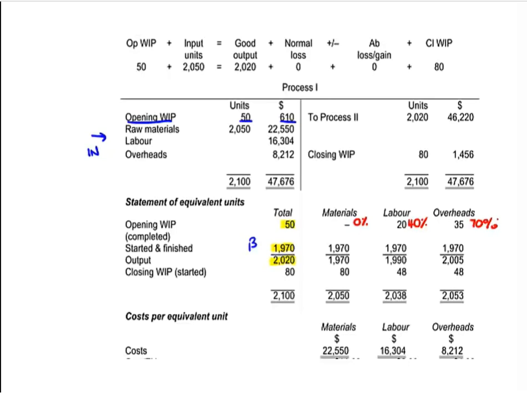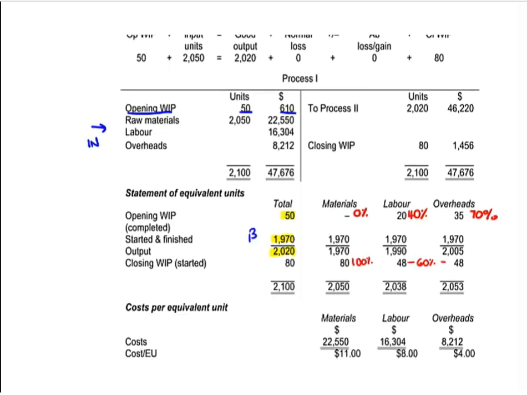Then we've got the closing work in progress, which we've started. It was 100% complete in terms of material, and the question informed us that it was 60% complete for labour and overhead. So that's the equivalent of 48 units. So we need to add the output and the closing work in progress to give us our equivalent units.